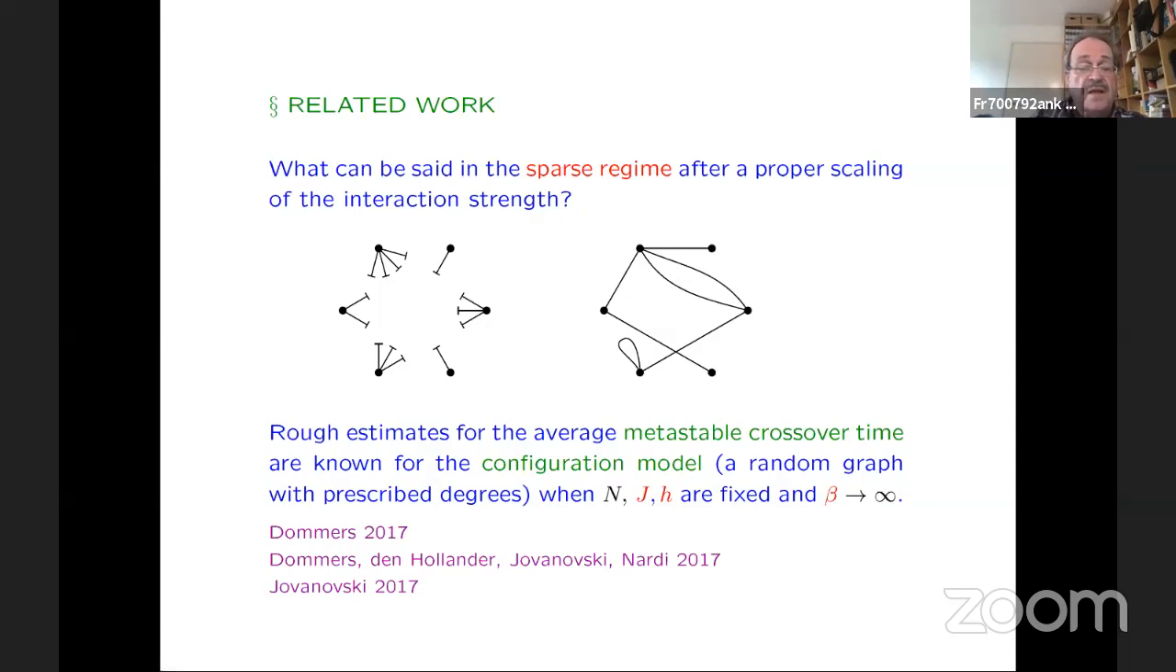And these terms are, again, also very random because they depend on the realization of the graph. And in the sparse regime, there's nothing homogeneous. The homogenization is not going to work for you. So it seems.